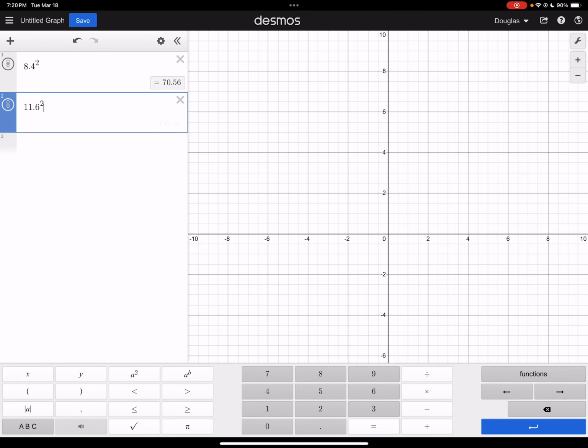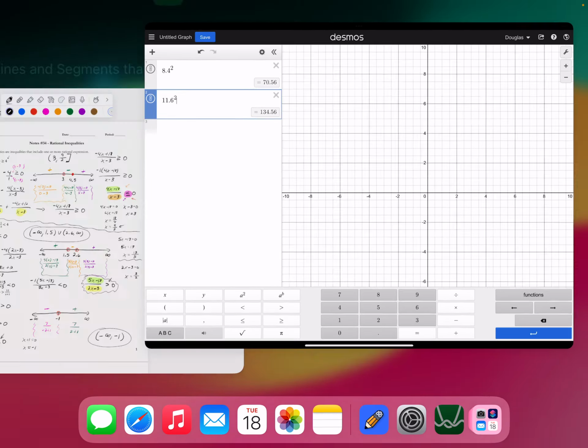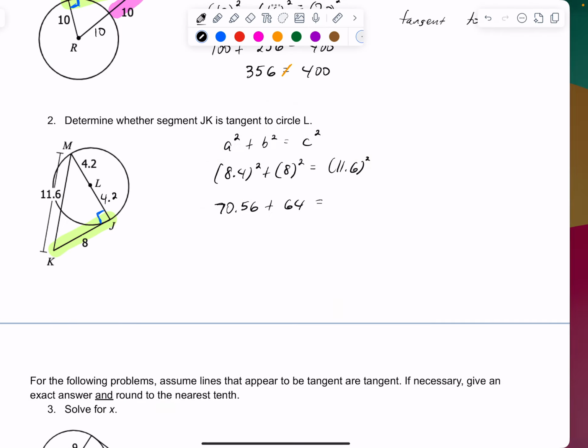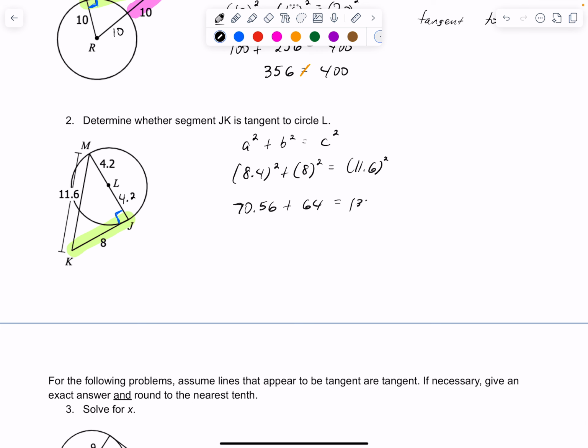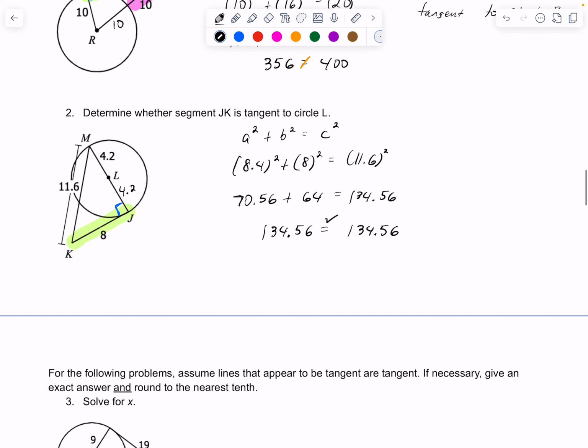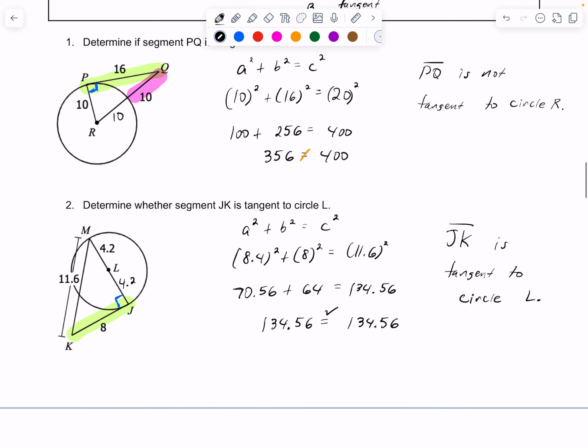11.6 squared is 134.56. Oops, same thing. Okay, so 134.56. I want to add those together. Let's see, 70 and 64. That is 134, and then add the decimal point 56. That is true. So because those are equal, I'm going to say that JK, that segment, is tangent to circle L. All right, so that's how we're going to do the math to prove whether these segments are tangent or not.